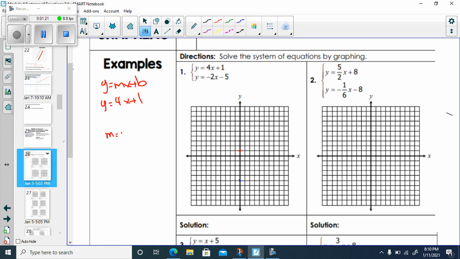Your m is change in y over change in x, or rise over run. When it's 4, that means 4 over 1, because 4 divided by 1 is 4. Okay, so up 4, 1, 2, 3, 4, and over 1. And now we've got a line that we can draw.